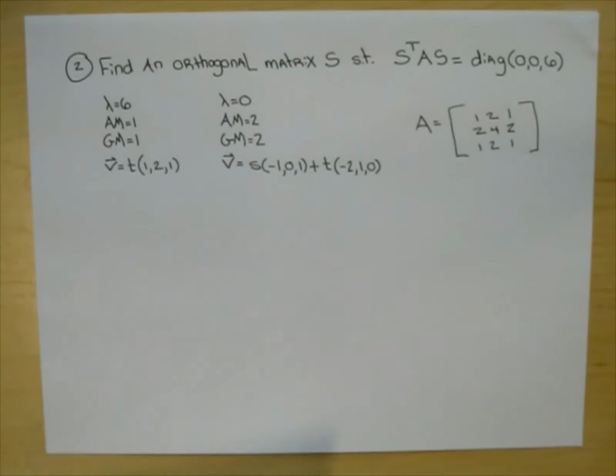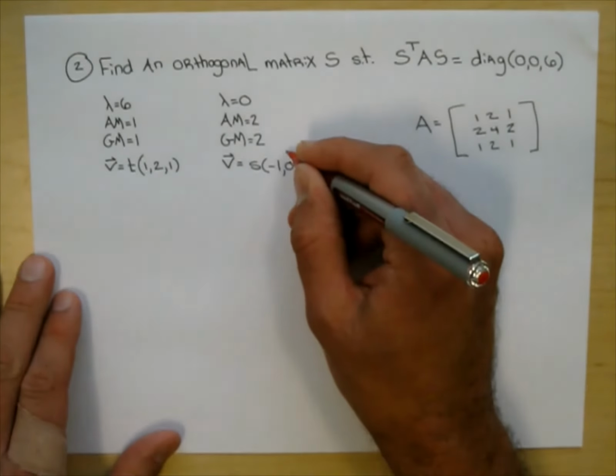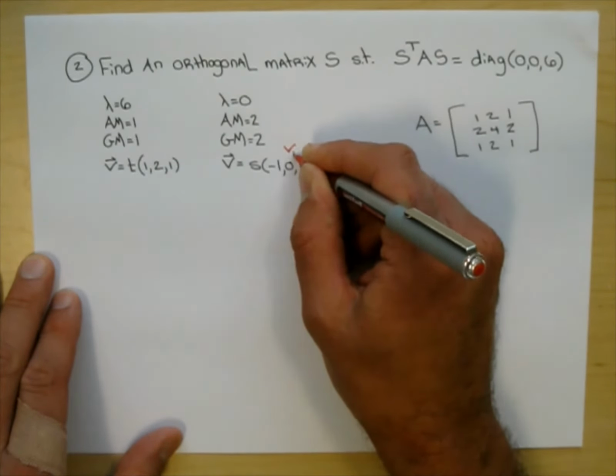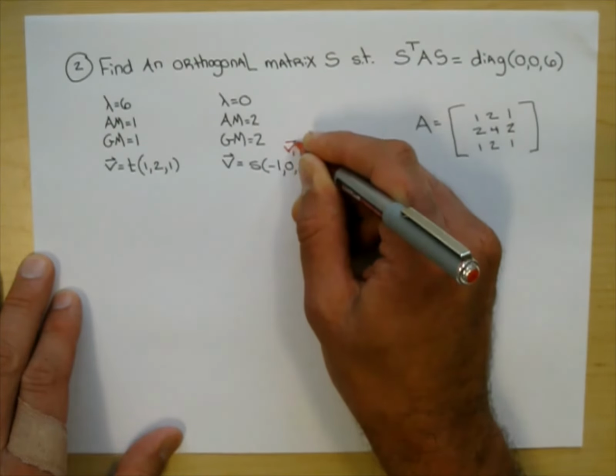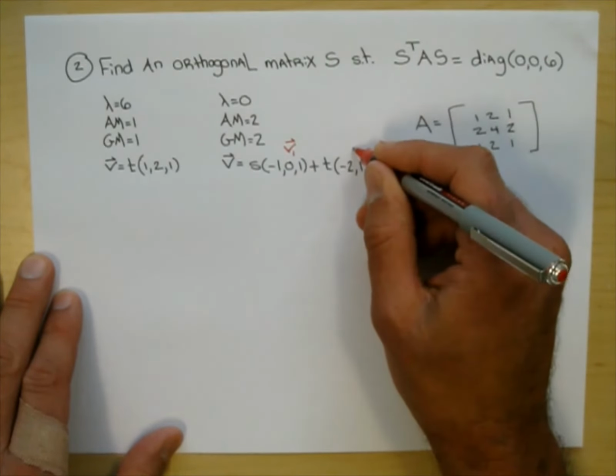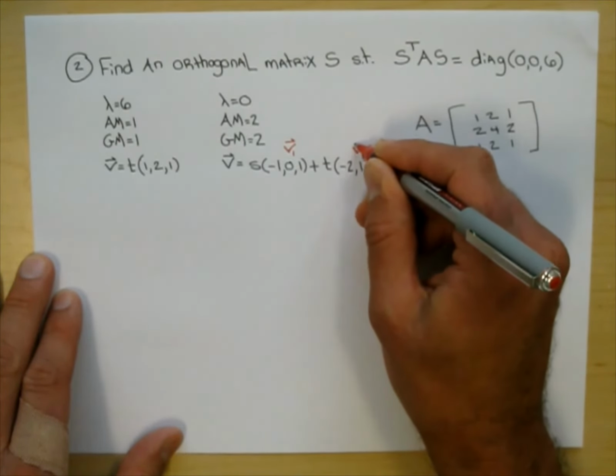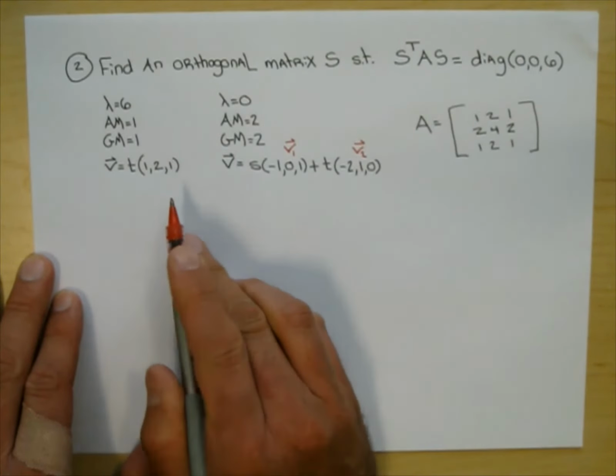Okay, let's take a look at some vectors here. I'm going to call this vector 1, the negative 1, 0, 1. There's vector 1. I'll call this one vector 2. And I'll call 1, 2, 1 vector 3.